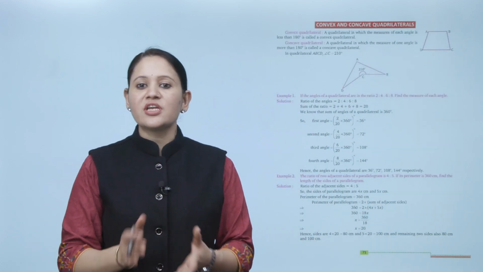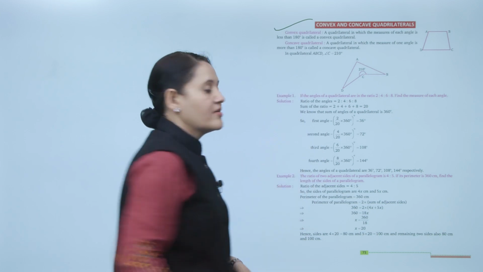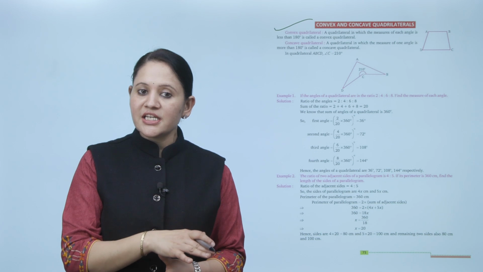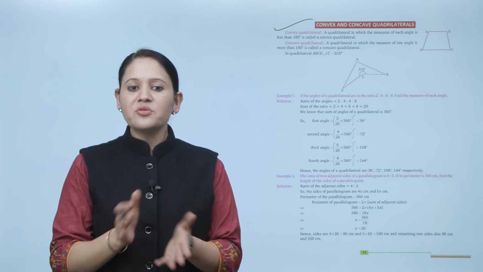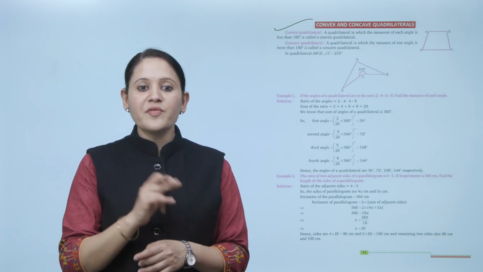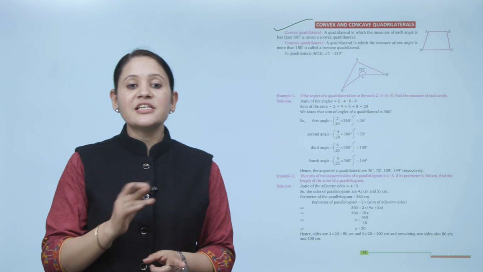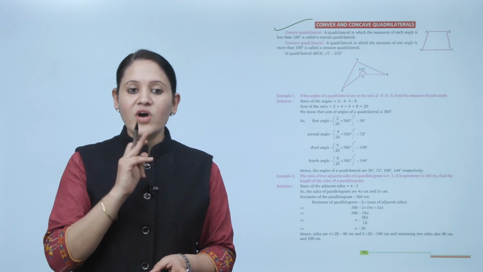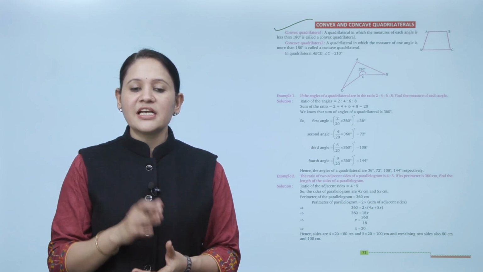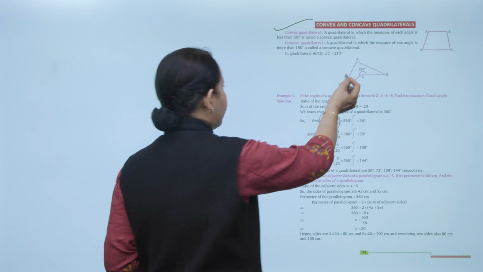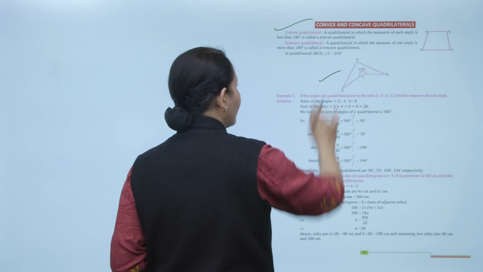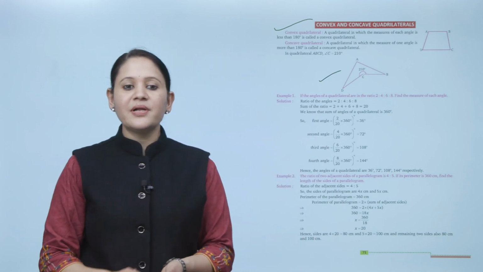Next is convex and concave quadrilaterals. First is a convex quadrilateral. A quadrilateral in which the measure of each angle is less than 180 degrees is called a convex quadrilateral. A concave quadrilateral is a quadrilateral in which the measure of one angle is more than 180 degrees. In convex, each angle is less than 180 degrees, but in concave one angle is more than 180 degrees. That is called a reflex angle. In the quadrilateral ABCD, angle C is 210 degrees. Here it is more than 180 degrees, so it is a concave quadrilateral. Clear?